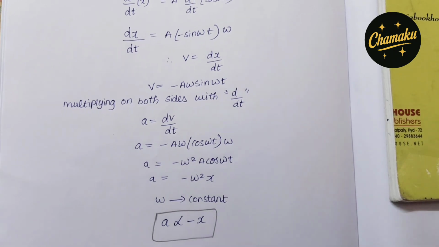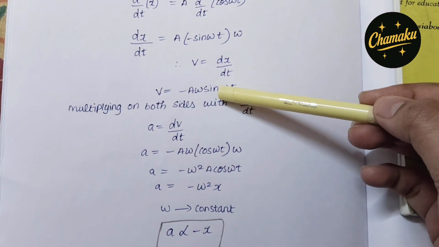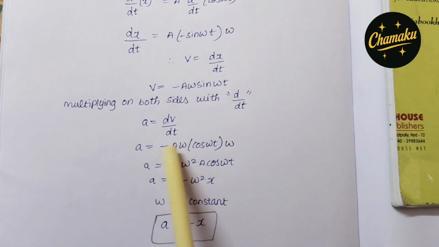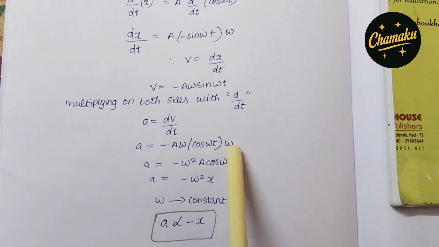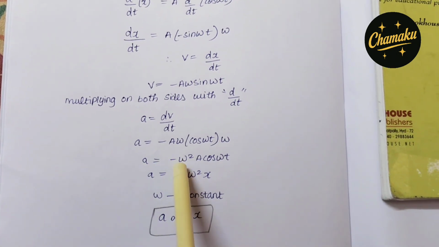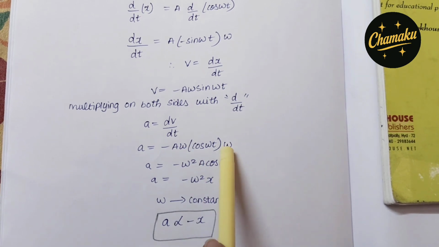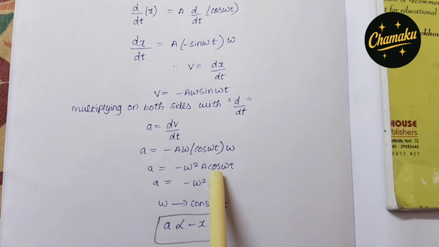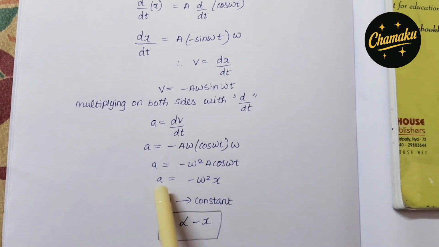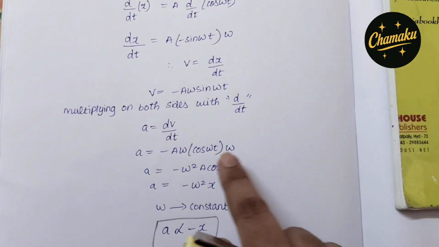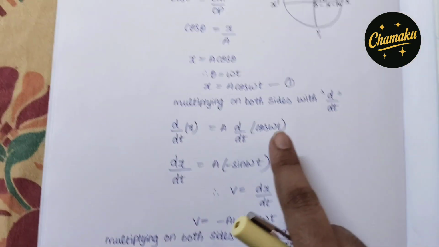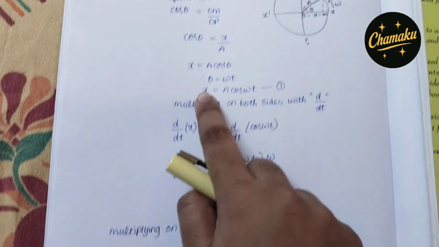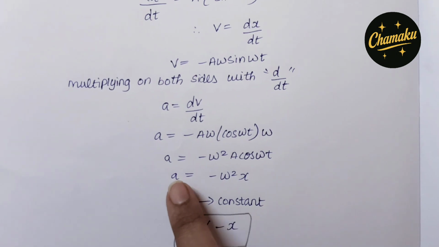Okay, so we have applied differentiation for sine, we got cos here. So minus a omega into cos omega t into omega. Therefore a is equal to minus omega square, omega into omega, omega square. So minus omega square into a cos omega t. Write the remaining terms. So a is equal to minus omega square x, because this a cos omega t we got in the first equation. In the place of a cos omega t we will just put x. That's why a is equal to minus omega square x.